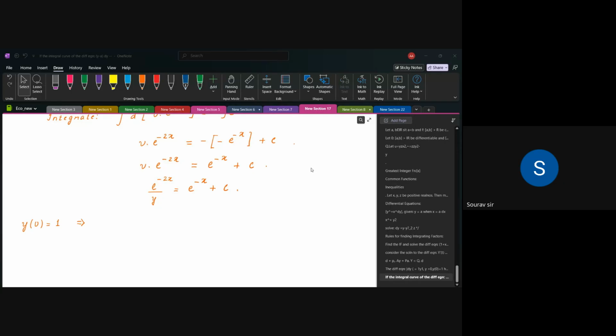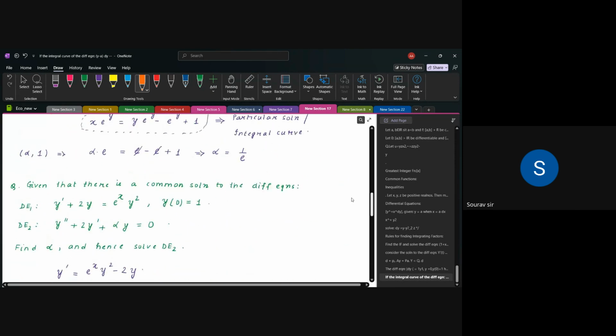Okay. So if c is 0, what is my final solution? So y of 0 is 1. That gives me c equal to 0. So that means my solution is e raised to the power minus 2x by y is equal to e raised to the power minus x. Or your y is basically e raised to the power minus 2x by e raised to the power minus x. That is e raised to the power minus x. Okay. So this is the solution of the first differential equation.